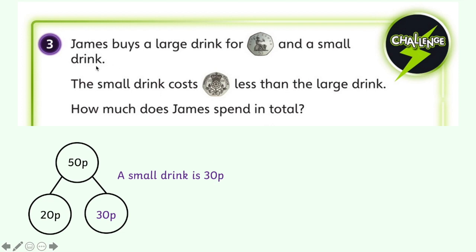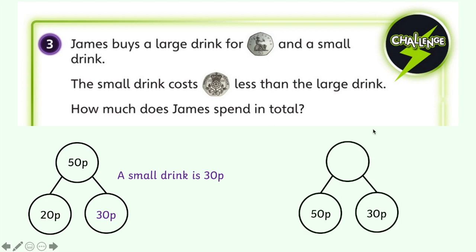So now we know that a small drink is 30p. We know that James buys both a large drink and a small drink, so we need to add the price of a large drink and a small drink. So I drew this part whole model. 50 pence add 30 pence equals 80 pence. So we know that James spends 80 pence in total.